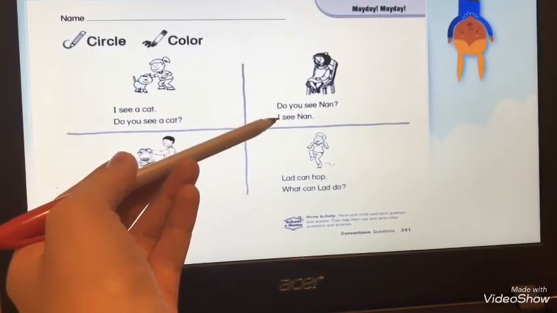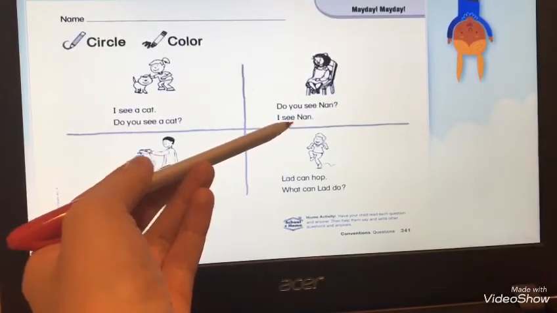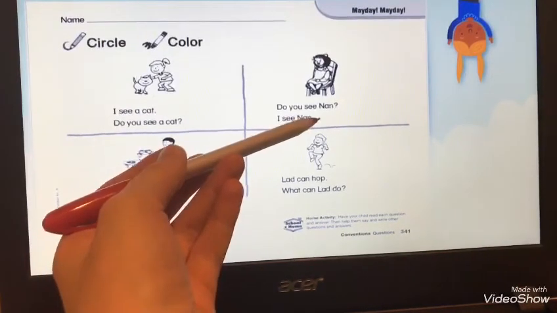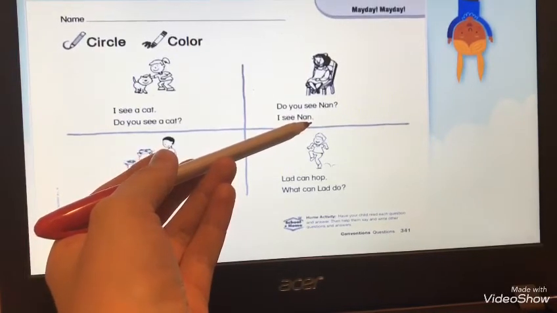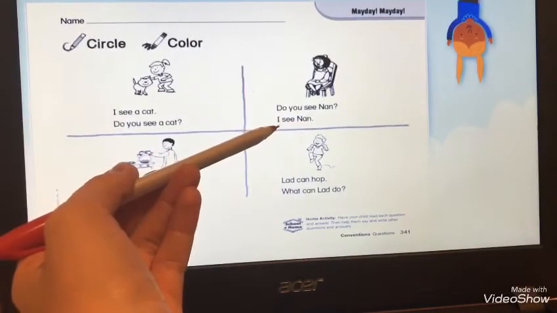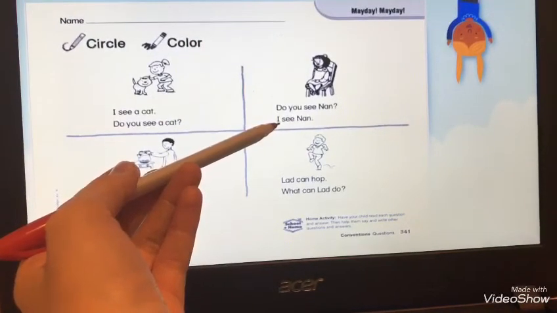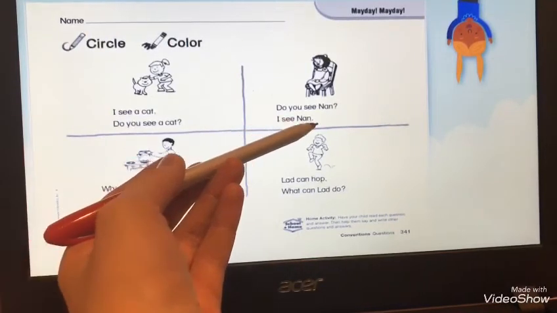Okay, now here, look here. I see Nan. And we have a dot at the end. So, is this the answer? If it's the answer, please underline this sentence.